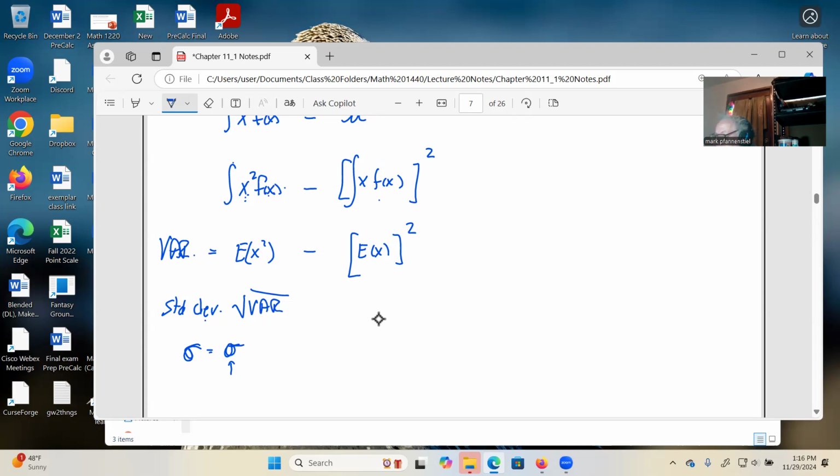So that's fine. So that's just going to be the square root of E of x squared minus E of x, squared. And that's going to be our standard deviation.